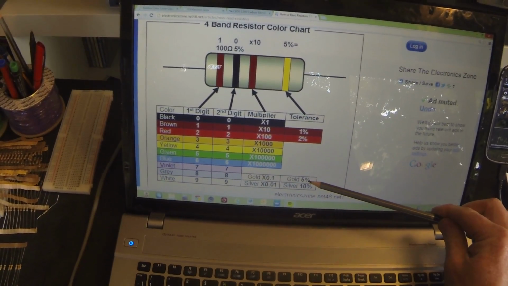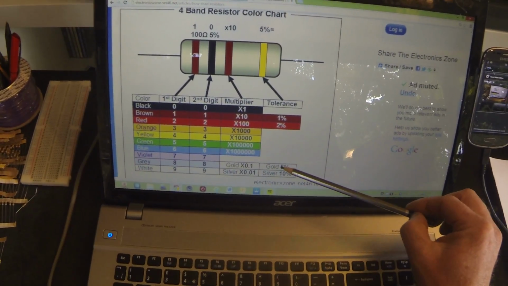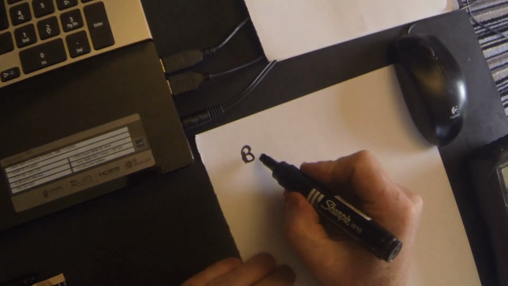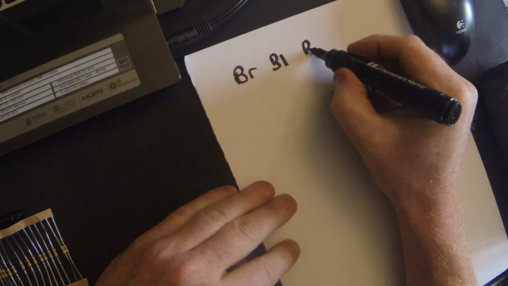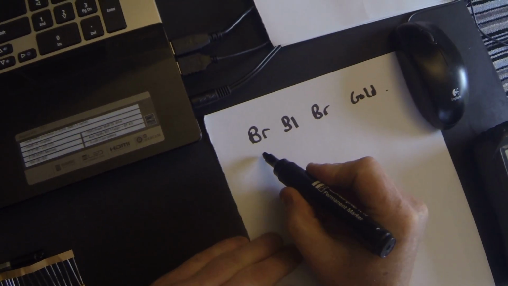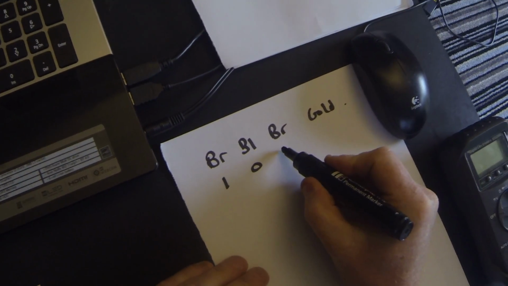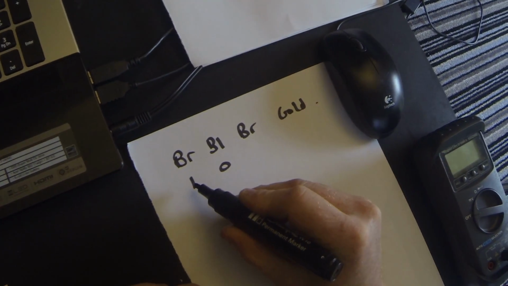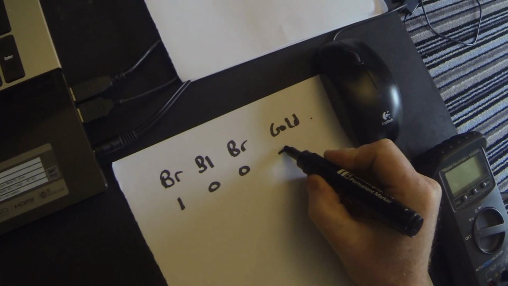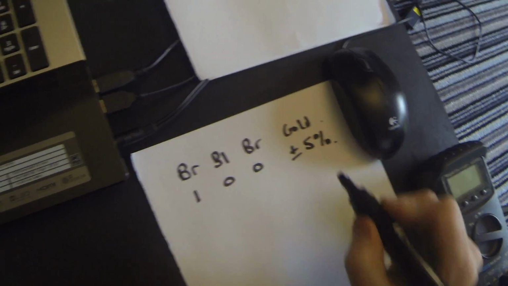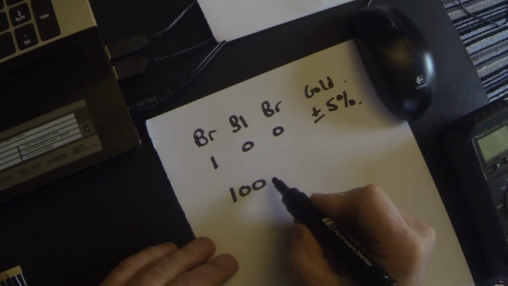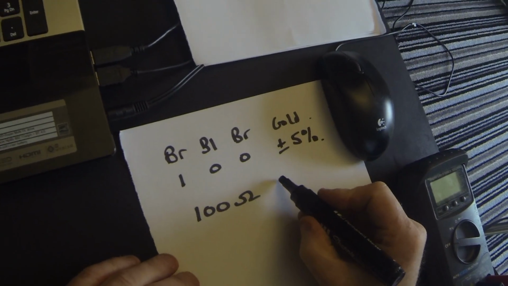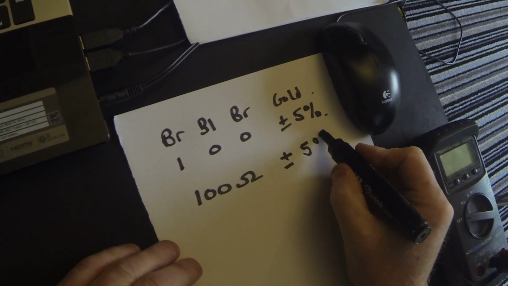And then finally we have gold. Gold is 5%. So looking at that, we have brown, black, brown, gold. That means brown is a 1, black is a 0, the third band is the number of zeros, in that case brown was 1, so 10, and then gold is plus or minus 5%, which means this resistor should be a 100 ohm resistor, and that is the Greek symbol for omega, plus or minus a 5% tolerance.